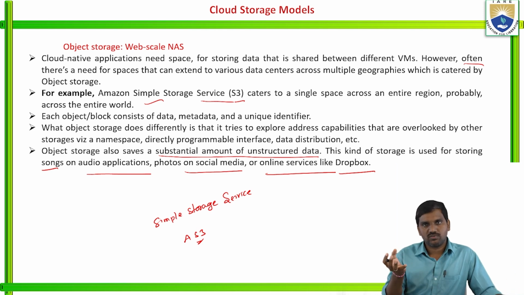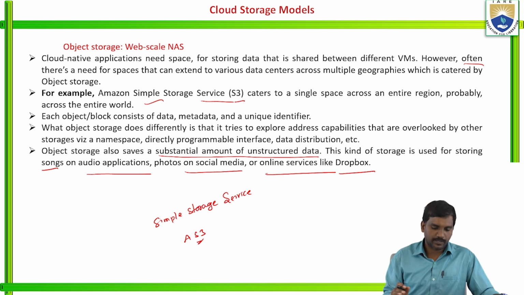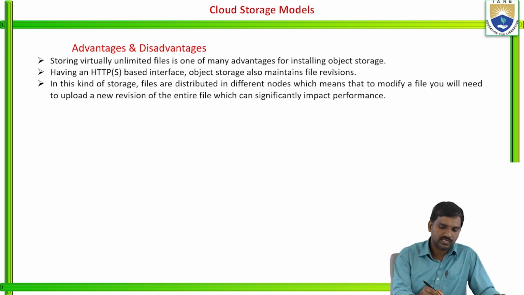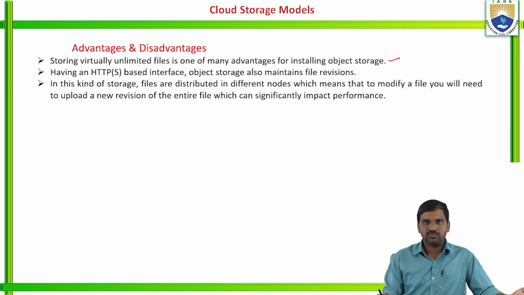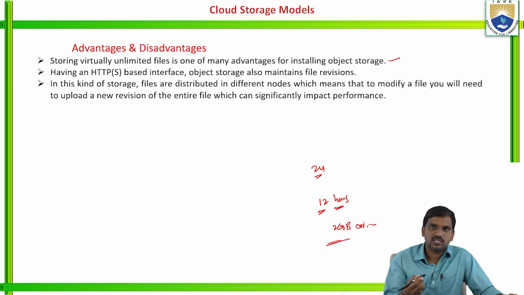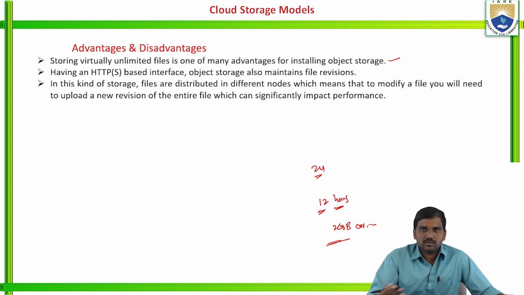It depends on the application we are using on our personal computers or mobile phones. The entire data should be stored at a particular point in time. Some advantages and disadvantages: storing virtually unlimited files is one of the main advantages of object storage. How much do we use daily? Out of 24 hours, about 12 hours we are using the online web. So 12 hours means we are using a minimum of 2 GB of data for online services. For that, every file is automatically stored on the cloud. That is the biggest advantage here.